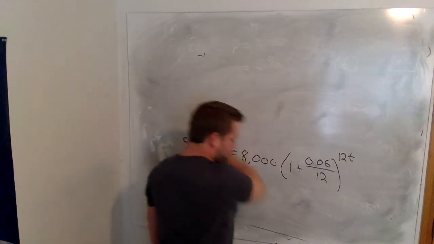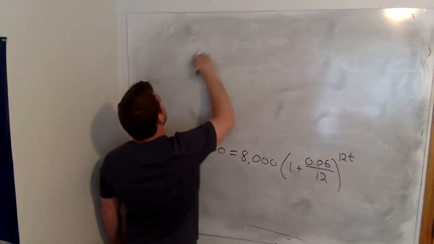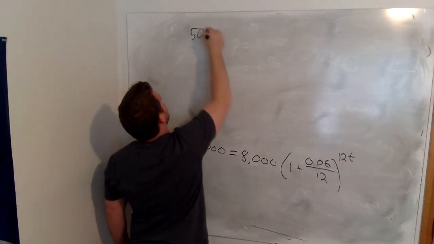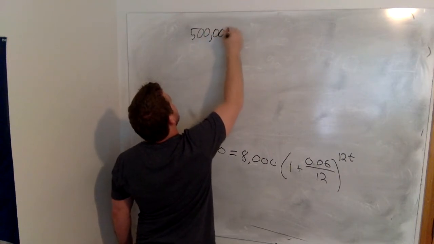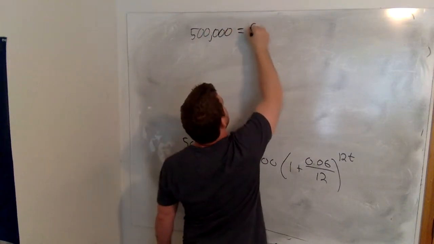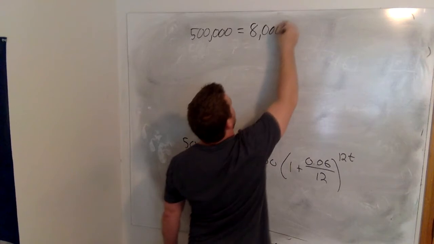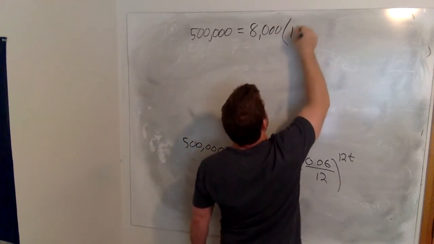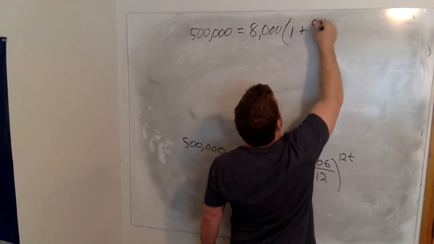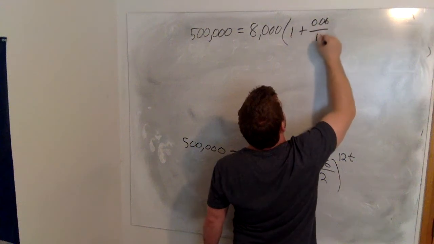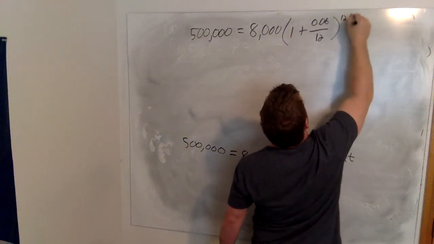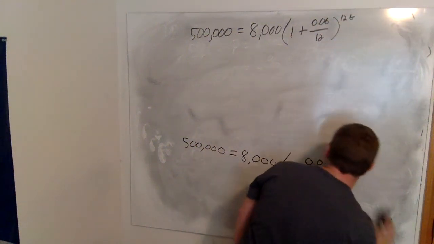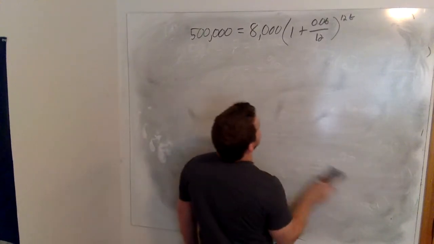Let's put this up here. So we have $500,000. We put 8 grand in a bank account. 1 plus 0.06 over 12 to the 12t. Okay, we want to solve for t. What is the first thing we need to do here?